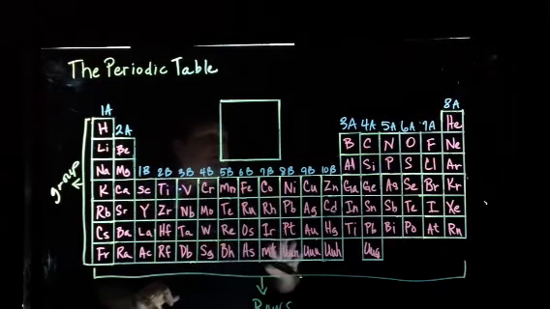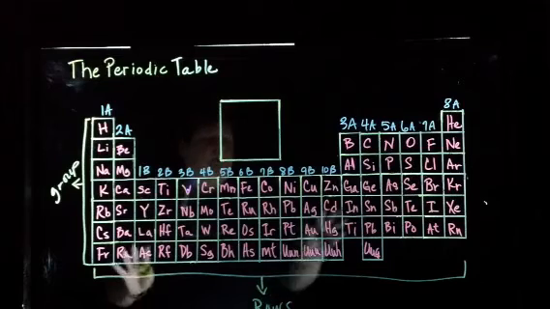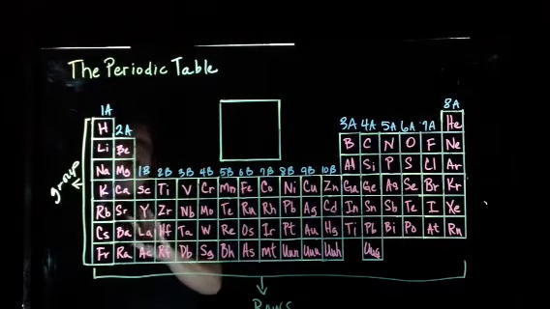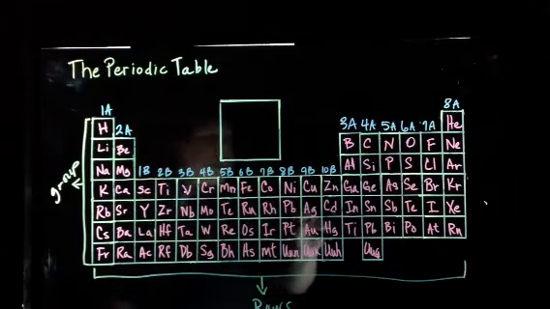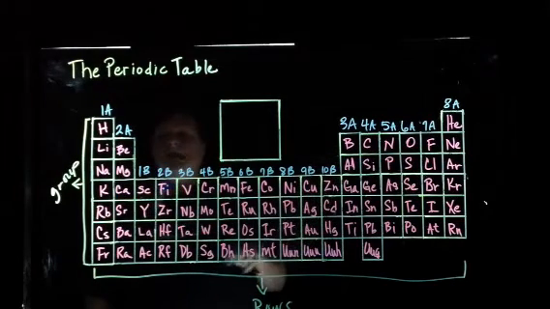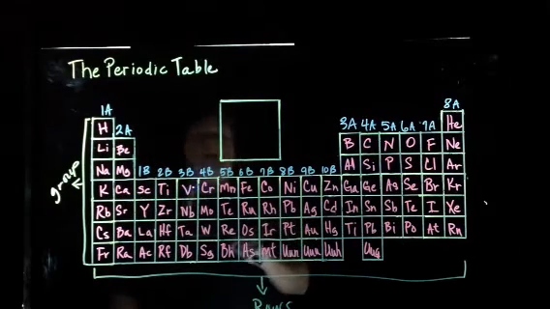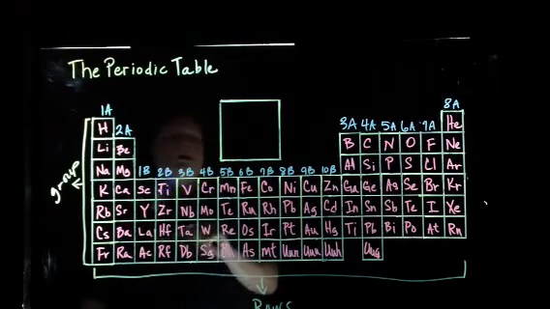Today I just want to talk to you a little bit about the periodic table and how it works. So here we see that every element on the periodic table has its own cell within the table, and each cell will tell us something about a particular element.